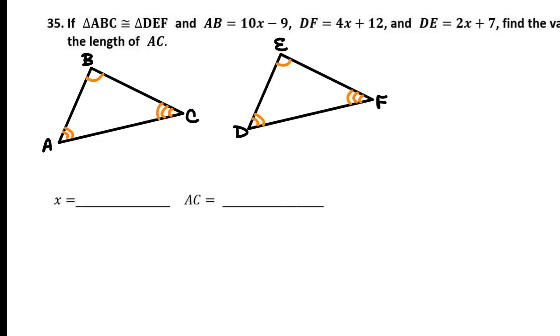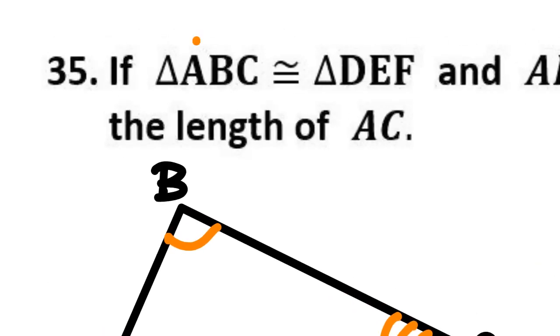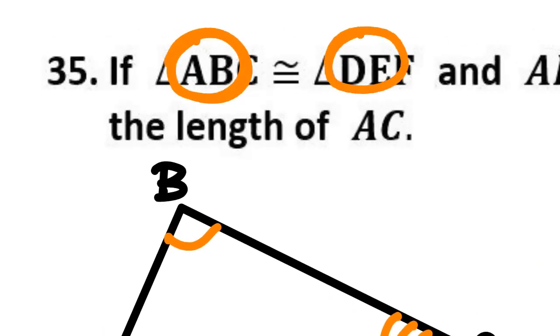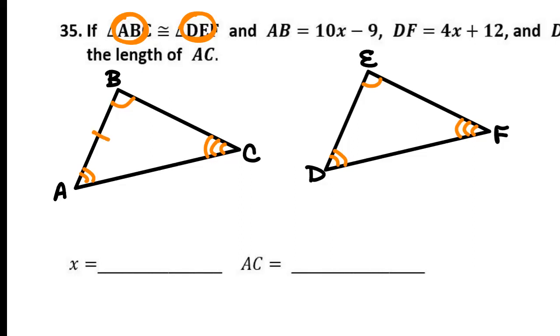My congruence statement doesn't only tell me about the angles that are congruent, it also tells me about sides. AB, first 2 letters, is congruent to DE, first 2 letters. So this side here is congruent to this side here. Last 2 letters, BC, is congruent to last 2 letters here, EF. So BC is congruent to EF. And then first and third, AC is congruent to first and third, DF.